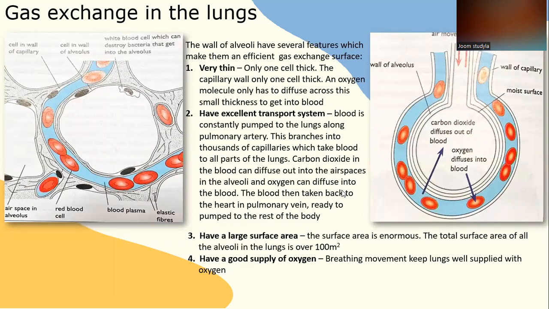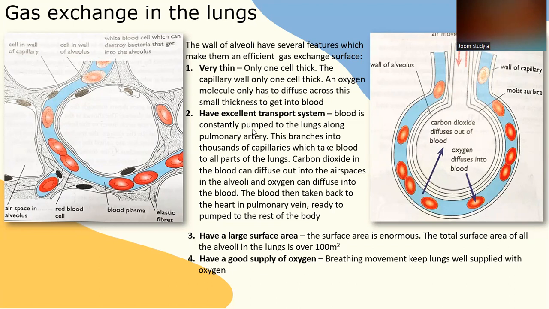Gas exchange in the lung. The walls of the alveoli have several features which make them an efficient gas exchange surface. This is the alveoli. Why are they efficient? Because the wall is very thin, only one cell thick. The capillary wall is also only one cell thick, and oxygen molecules only have to diffuse across this small thickness to get into the blood. And they have an excellent transport system.